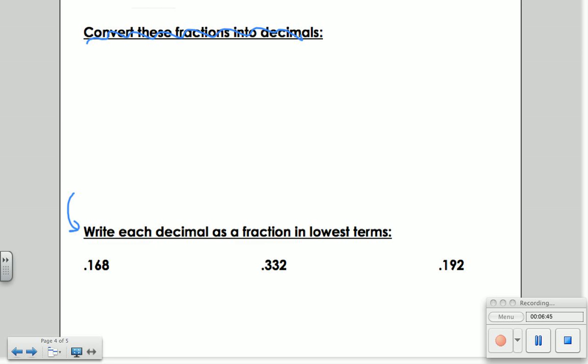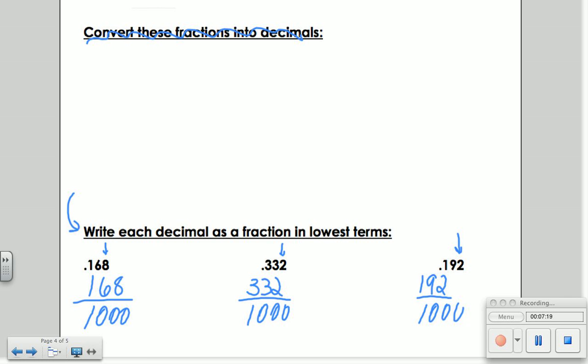Each decimal is a fraction. You first have to read the decimal. The 8 is in the thousandths, so this would be 168 over 1,000. 332, the 2 is in the thousandths, so this would be 332 over 1,000. And this one right here, 0.192, the 2 is in the thousandths, so it would be 192 over 1,000. Keep in mind, every single one of these needs to be reduced. I'm not going to go through that again, but they need to be.